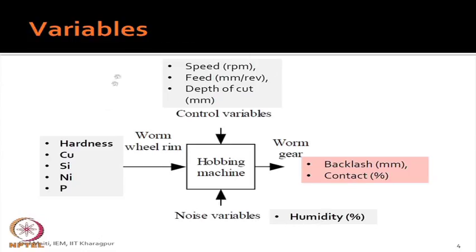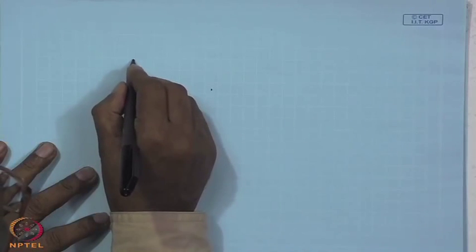So, here our sole interest is to use multiple linear regression to show that multiple linear regression is applicable and it will give us some benefit in analyzing the relationship between the worm gear quality variables like backlash, like contact percentage, with the controllable process variables like speed, feed, depth of cut, and noise variable like humidity and the worm wheel rim quality variables, which is the input to this machine.